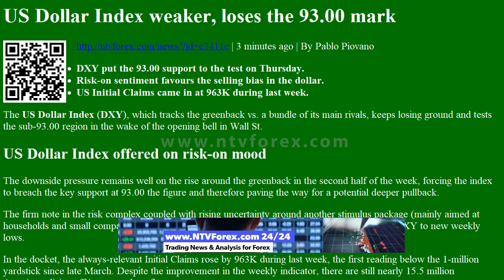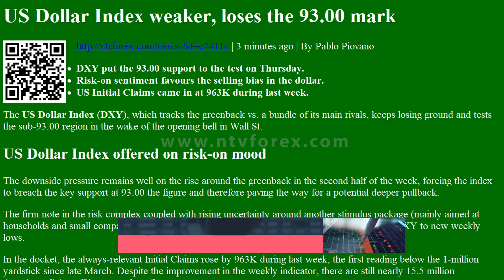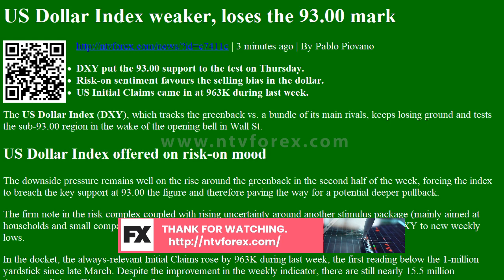U.S. initial claims came in at 963K during last week. The U.S. dollar index DXY, which tracks the greenback versus a bundle of its main rivals, keeps losing ground and tests the sub-93.00 region in the wake of the opening bell on Wall Street. US dollar index offered on risk-on mood.